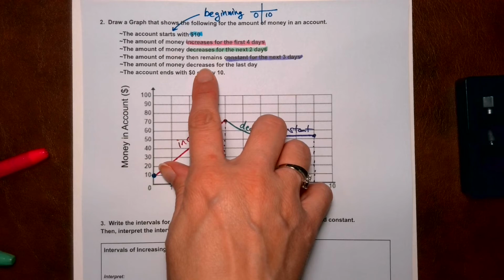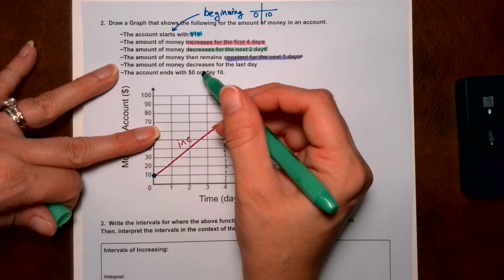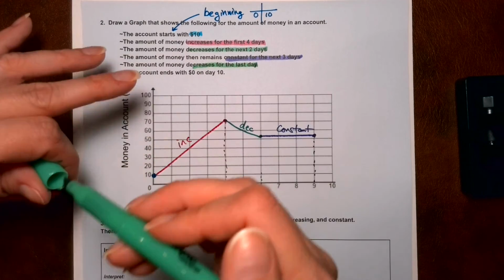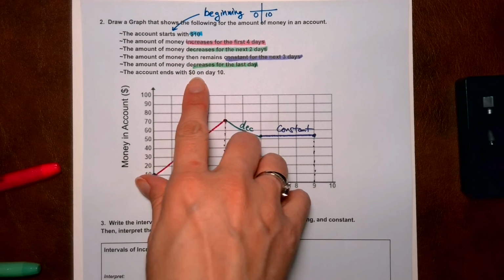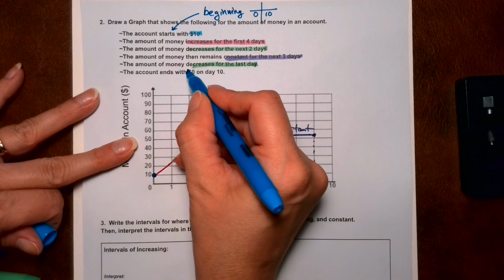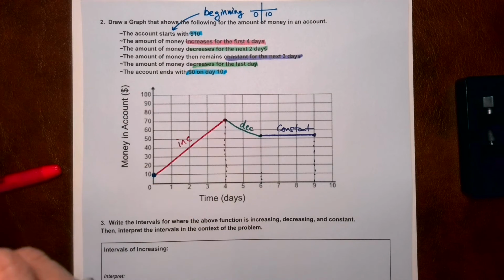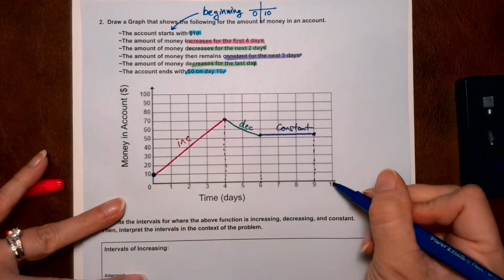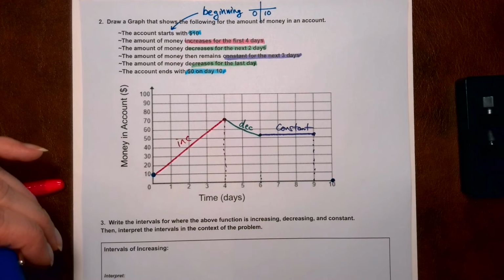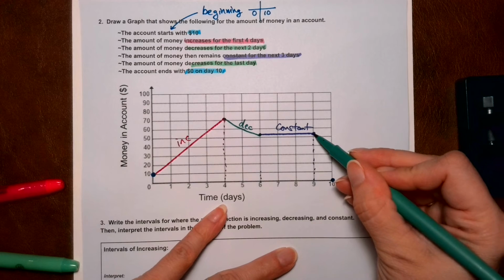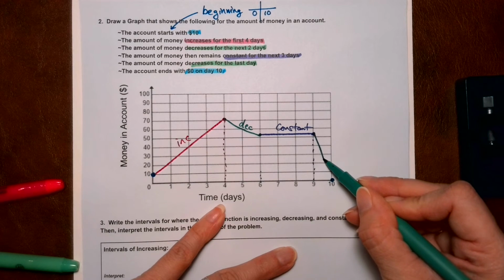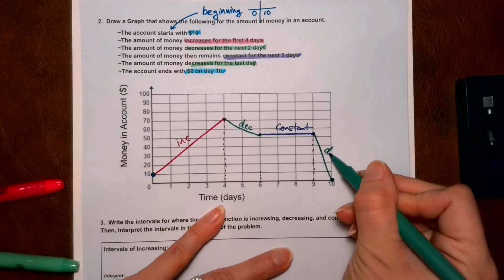Okay. And then another decreasing section. The money's going to decrease for the last day. It's going to decrease and go downhill. And look at this. It's got to end with $0 on day 10. So that means down here on day 10, I have nothing. And for me to get my decreasing piece in, we're going to lose all the money down to 0.